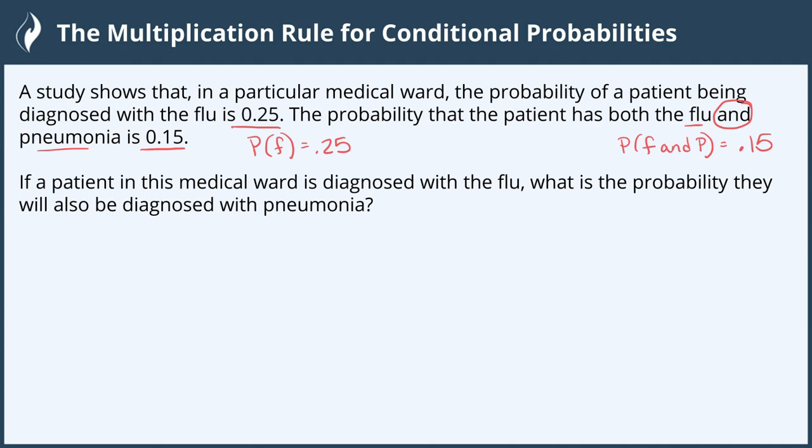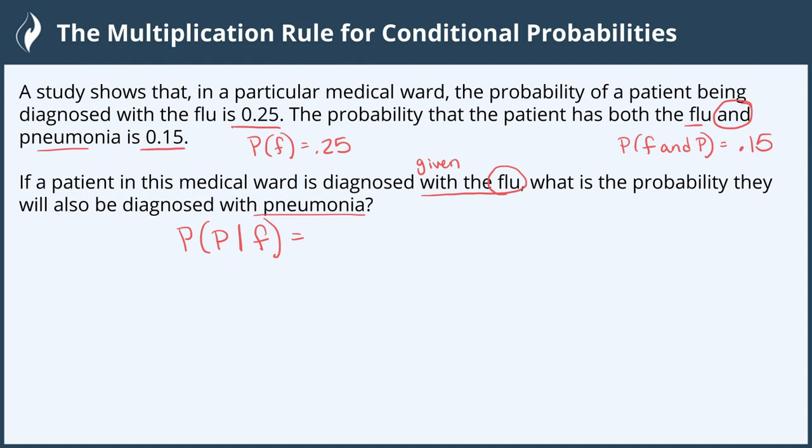Our question is, if a patient in this medical ward is already diagnosed with the flu, meaning it's already given that they are sick with the flu, what is the probability they will also be diagnosed with pneumonia? Let's give ourselves a keyword here: we were given the patient has the flu. So we're looking for the probability that this person will be diagnosed with pneumonia, so the probability of pneumonia given this patient already has the flu.